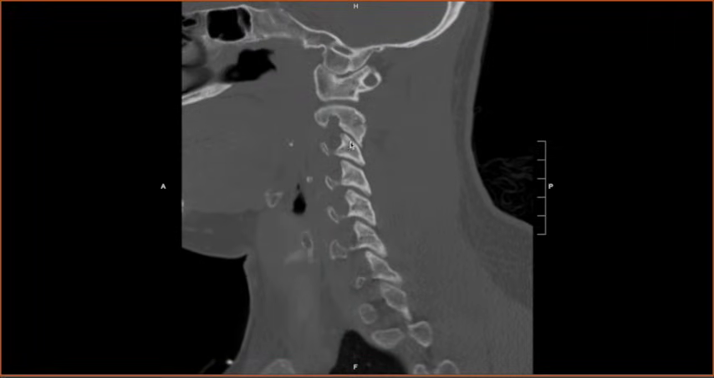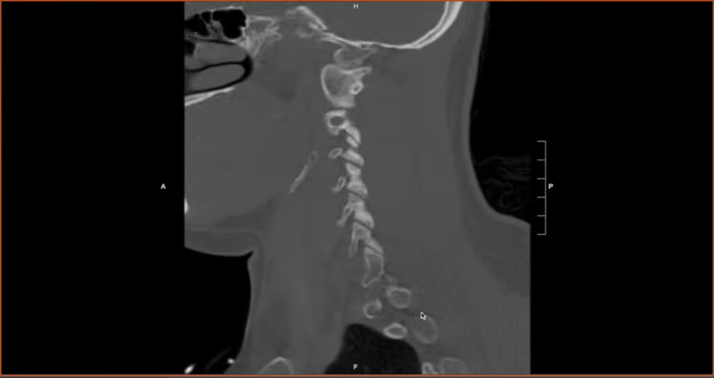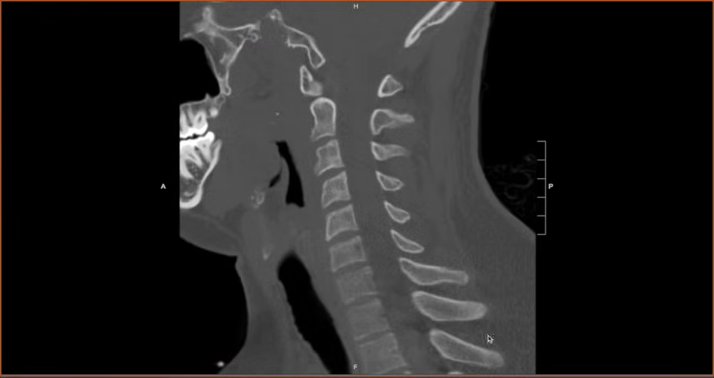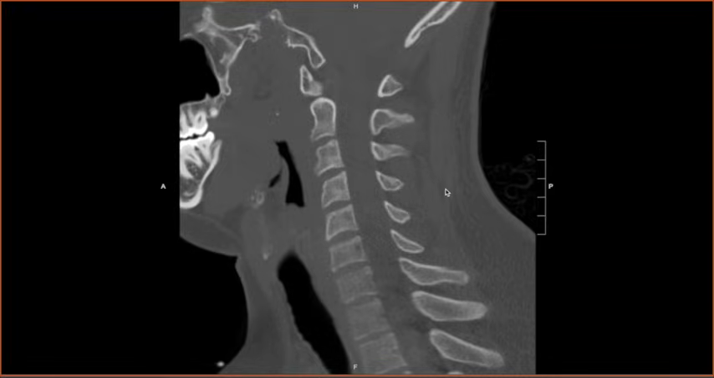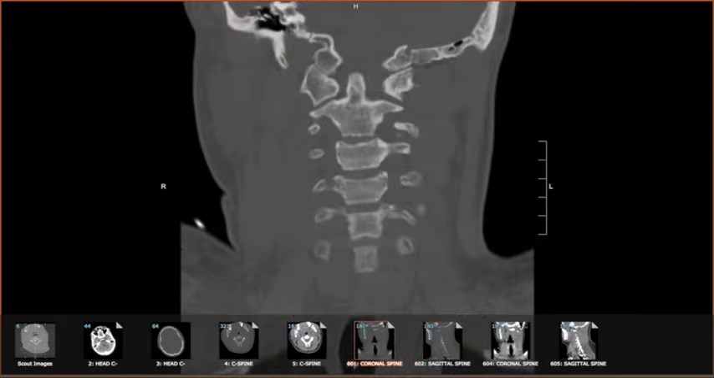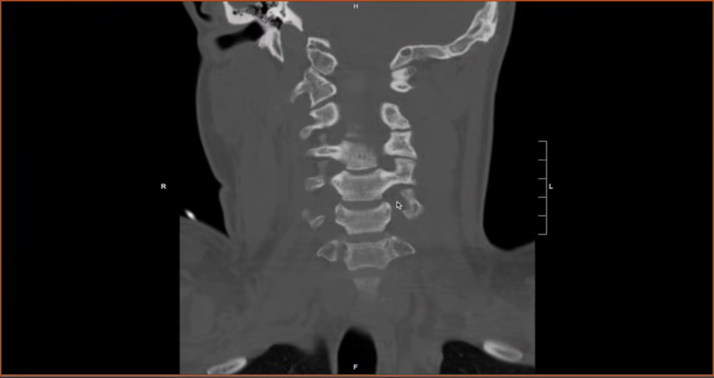I can also look for fractures of any of the bones here. And then I look at the spinous processes posteriorly. Once I've looked at all the bones on sagittals, I do checkpoints again. On coronals, we mentioned the checkpoints being the craniocervical junction.